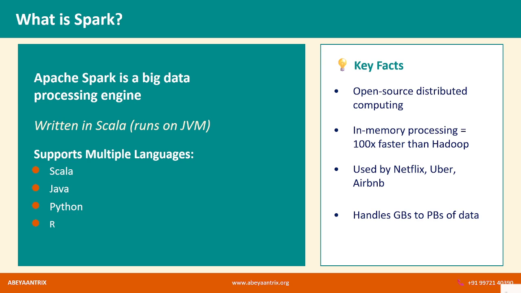Okay, and it is written in Scala. So in which language is Apache Spark written? Apache Spark is written in Scala. So Scala is a language. Okay. Scala is also a language just like any other programming language. So Apache Spark is basically written in Scala. And where does Apache Spark run? It runs on JVM. Okay. JVM is nothing but Java Virtual Machine.